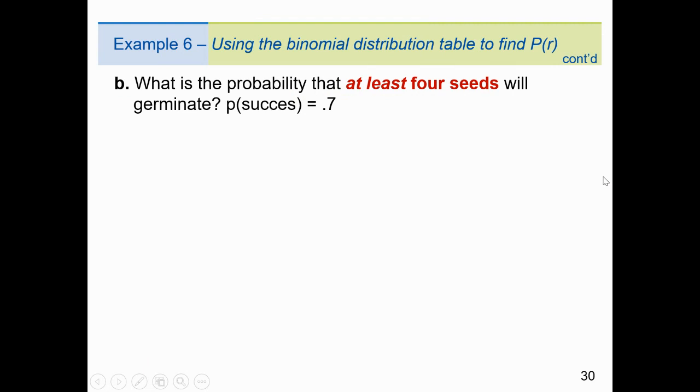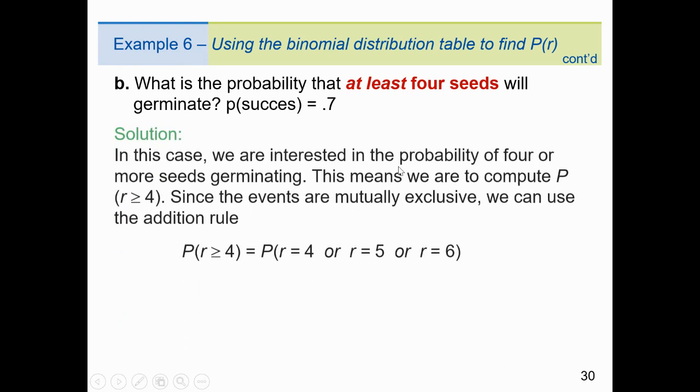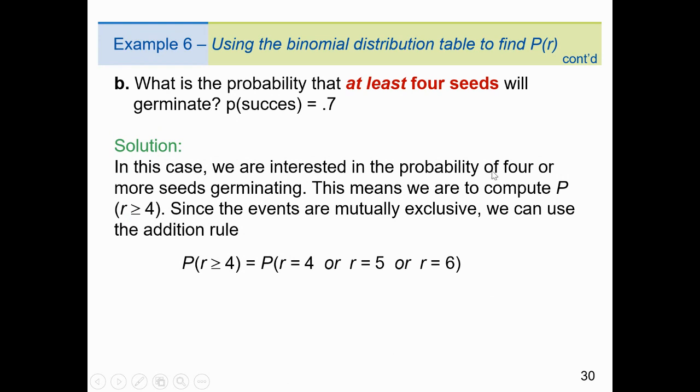What's the probability that at least 4 seeds will germinate? The probability of a success, germinating, is 0.7. In this case, we're interested in the probability of 4 or more. All right, at least 4 means 4 or more.